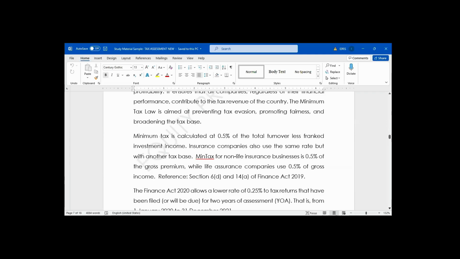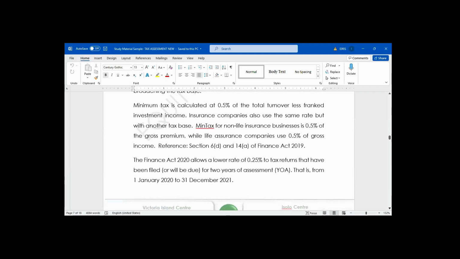However, Finance Act 2020 said the minimum tax rate should be reduced for 2020 and 2021 because of COVID. The minimum tax rate for 2020 and 2021 is 0.25%. But after 2020 and 2021, the minimum tax rate should be the normal rate. What is the normal rate of minimum tax? 0.5%.